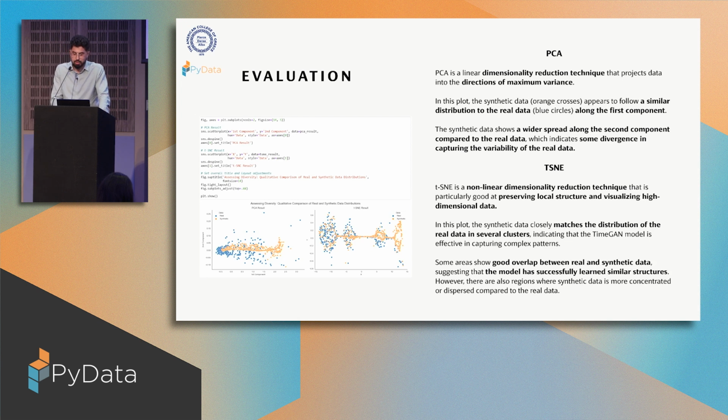It's a non-linear dimensionality reduction technique, which helps in preserving local structure and visualizing high-dimensional data. Even though we don't have high dimensionality, it works very well, and the data closely matches the distribution of the synthetic and the real in several clusters, indicating that TimeGAN is effective in capturing complex patterns. Some areas show very good overlap between both real and synthetic data, suggesting that the model has successfully learned similar structures. However, there are regions where synthetic data is more concentrated or dispersed compared to the real data.